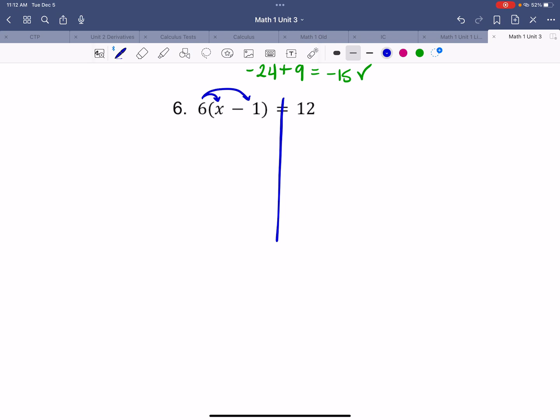I'm going to distribute that 6, so I get 6x minus 6 is equal to 12. The opposite of subtracting 6 is to add 6. So 12 plus 6 is equal to 18. My 6's cancel to 0. So 6x is equal to 18. Last step, 6 times x, the opposite of multiplying by 6 is to divide by 6. And what I do to one side, I do to the other side always. What remains is x equals 3. The end.